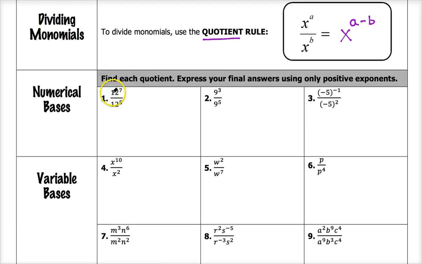So to simplify this, we're going to keep our base, which is 12, and we're going to take our top exponent, which is 7, and we're going to subtract the bottom exponent, which is 5. So we get 12 to the 7 minus 5 power, which is 12 squared.